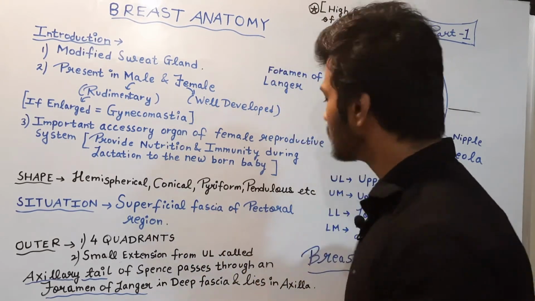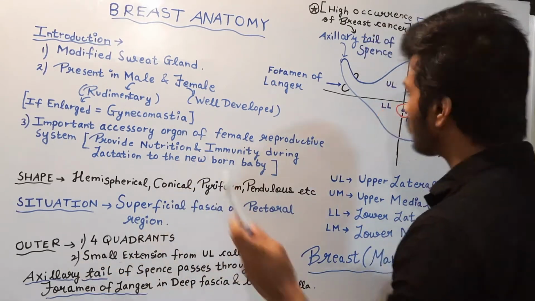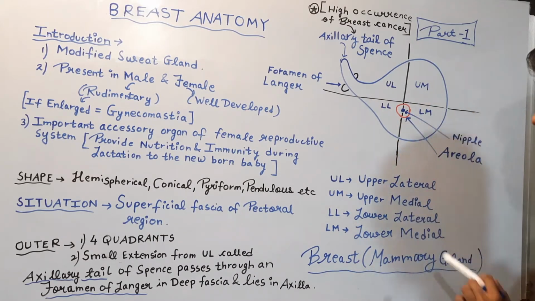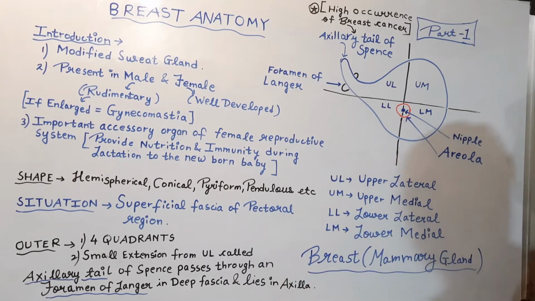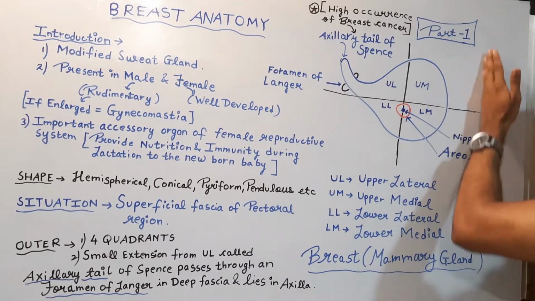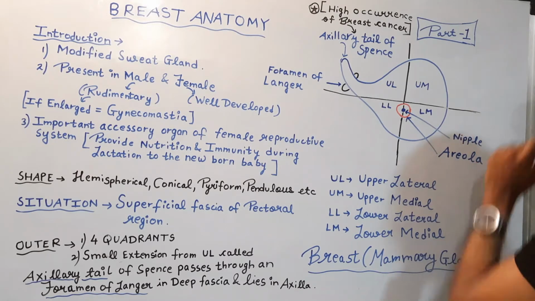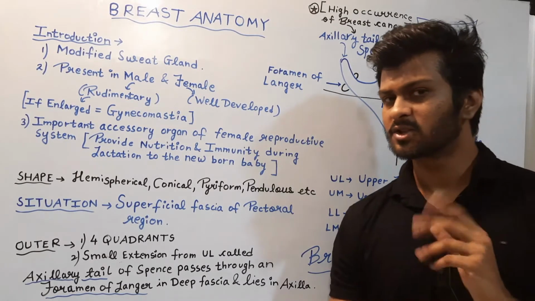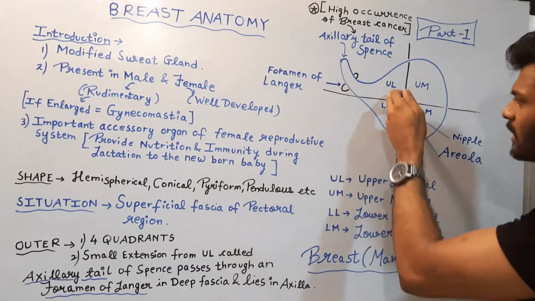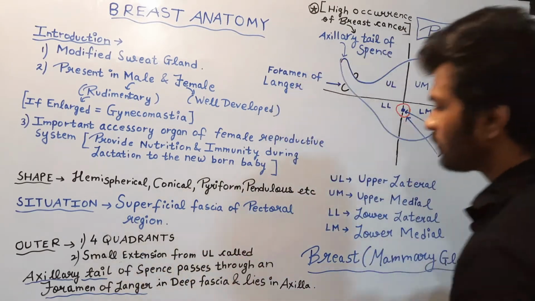If we see the outer structure of the breast, it is divided into 4 quadrants: upper lateral, upper medial, lower lateral and lower medial. I have written it over here. Somewhere over here will be the sternum, and we know that near the sternum the region will be medial, and away from the sternum the region will be lateral.